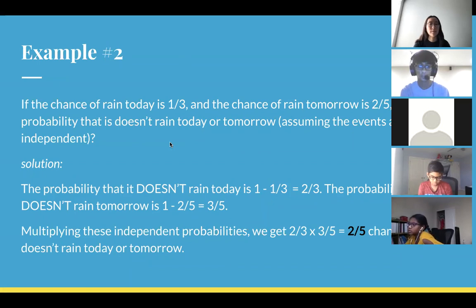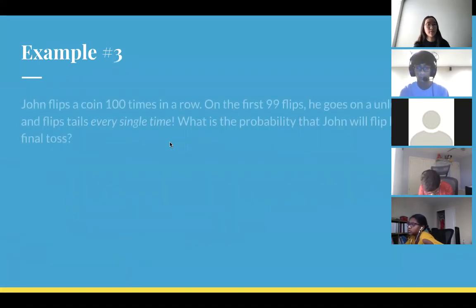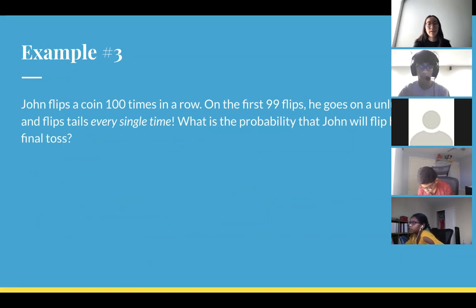Okay, so moving on to example 3. John flips a coin 100 times in a row. On the first 99 flips, he goes on such an unlucky streak and flips tails every single time when he wanted heads. So what is the probability that John will flip heads on his final toss?